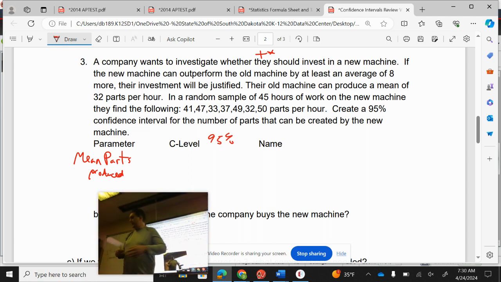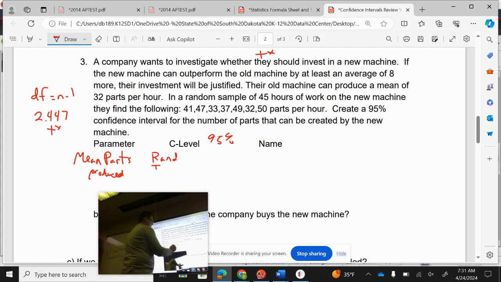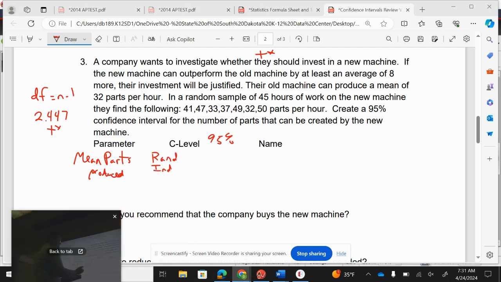Okay, so you do need to get your T-table sheet, and you need to look that up. There are 1, 2, 3, 4, 5, 6, 7. So in terms of degrees of freedom, it's n minus 1 when you're dealing with this. And that's our T-star. We'll look at that later. Okay. Again, I don't really need that right now. But what are our assumptions? Random, independent, and then nearly normal.